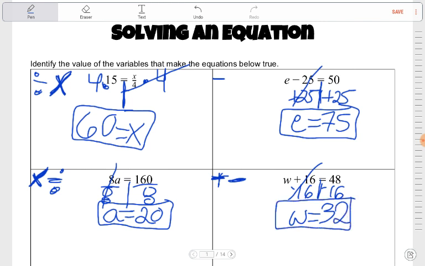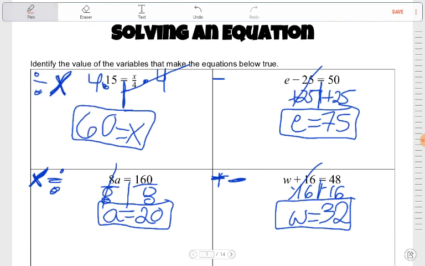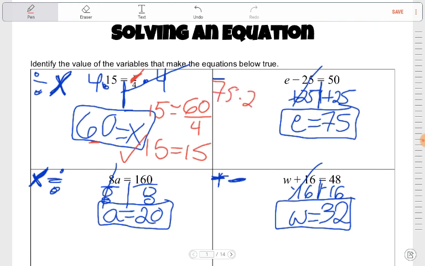Now I can go in and check my work for each and every one of these, and let's do that in a different color. All right, is 15 equal to 60 divided by 4? Remember now, instead of this x, I'm plugging in 60. That's my answer here. And I do get that 15 is equal to 15. I can check off my work. I know it's right. Here, is 75 minus 25 equal to 50? And 75 minus 25 is 50, which is equal to 50, so I'm good.